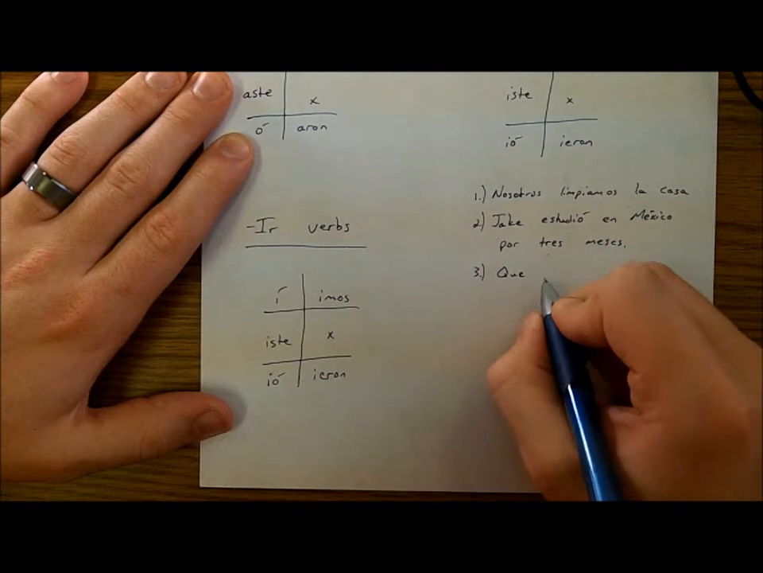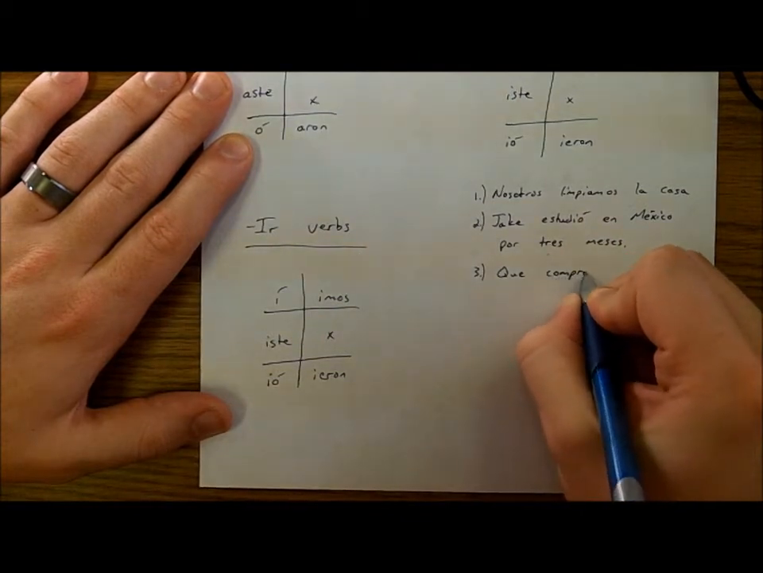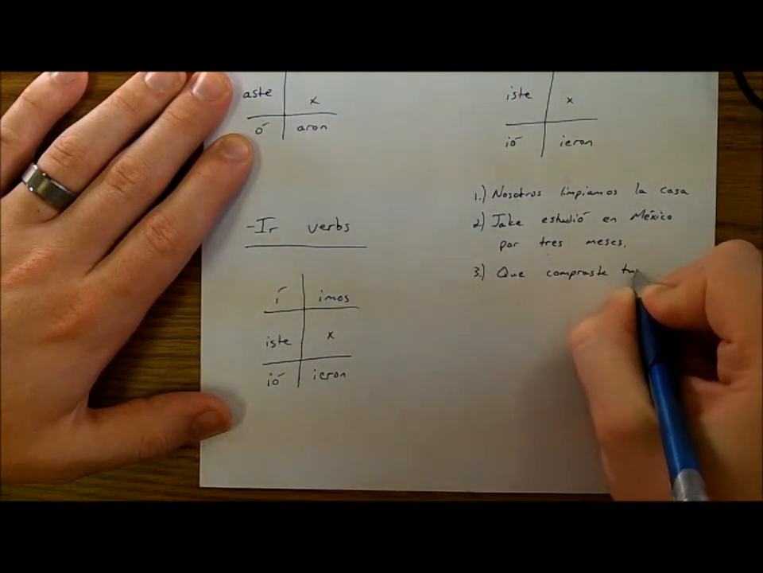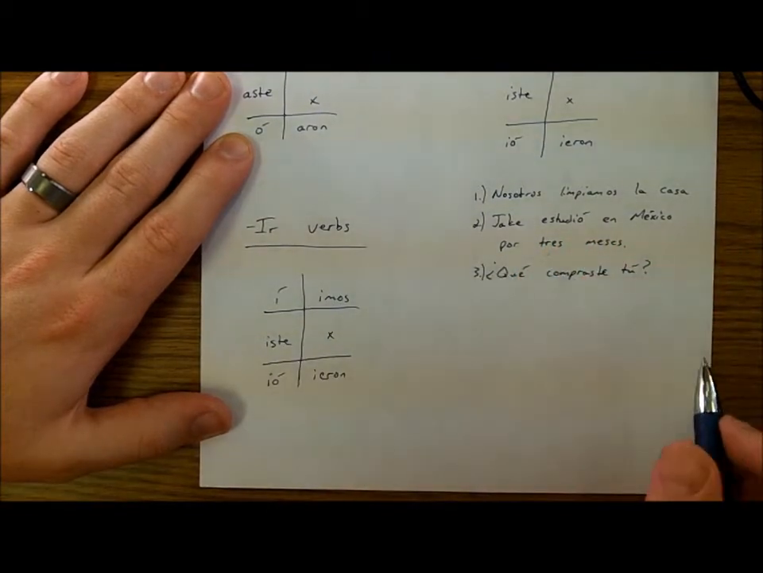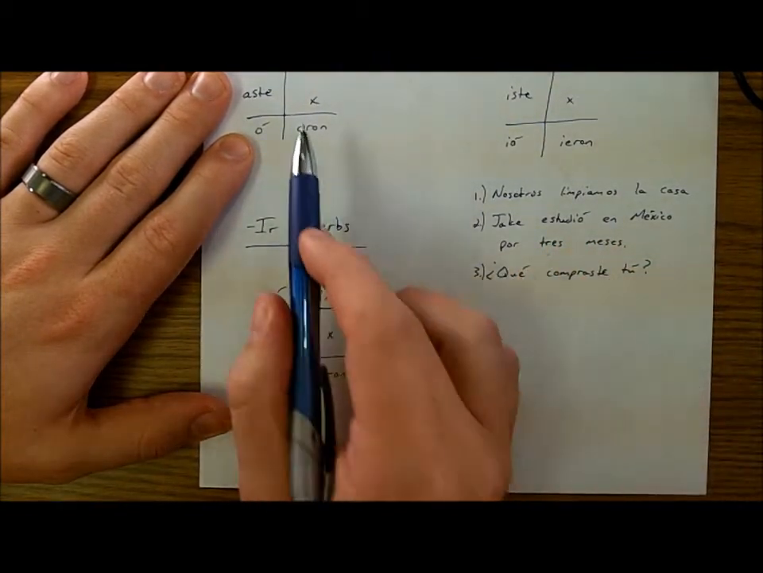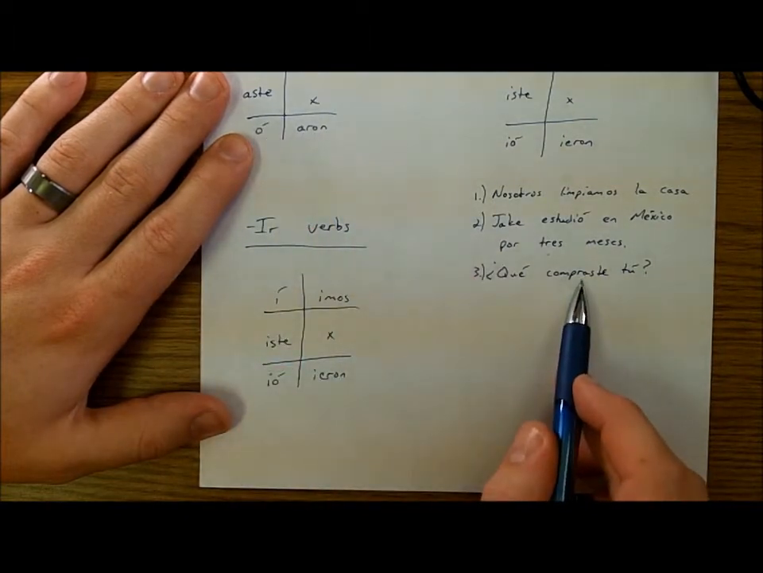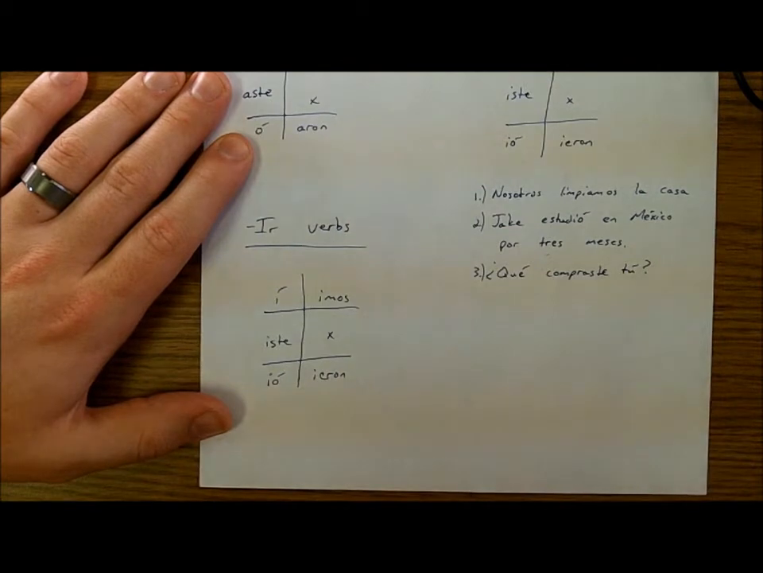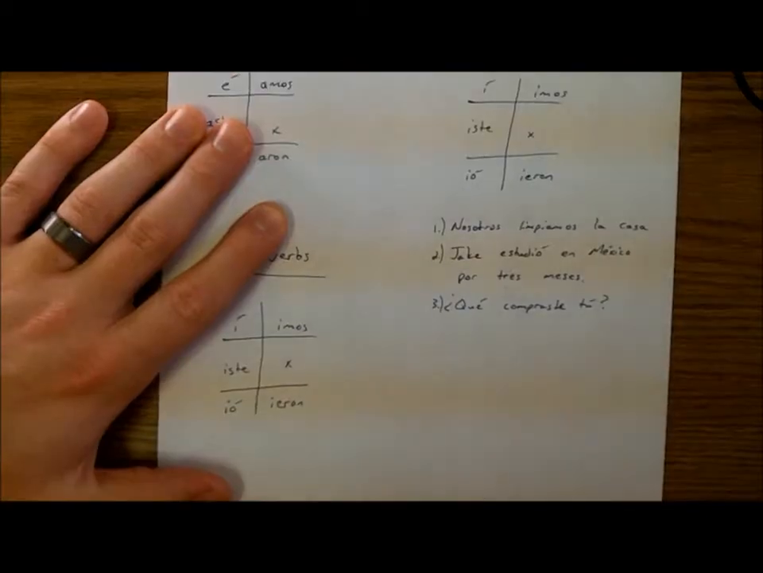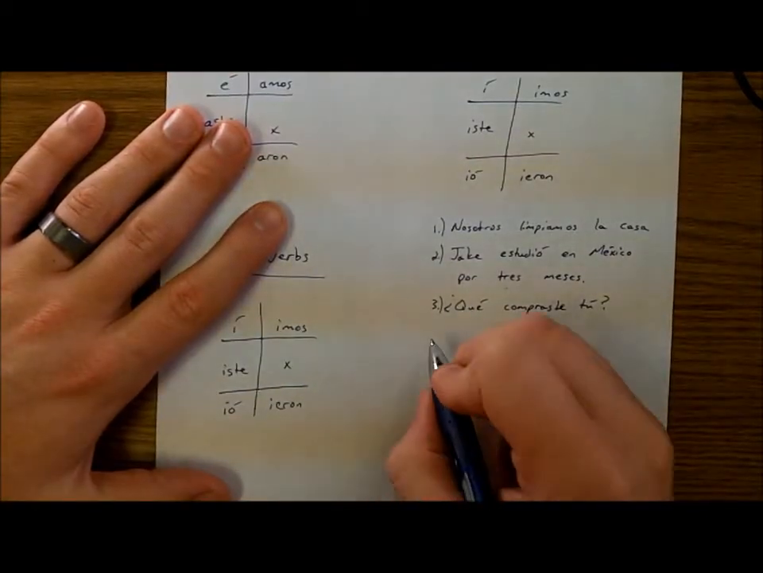Okay, our next example. What did you buy? ¿Qué compraste tú? So, compraste, tú form, from the verb comprar. And what did you buy? Bought is a one-time action. It's over and done. Okay, let's do some examples with ER endings.